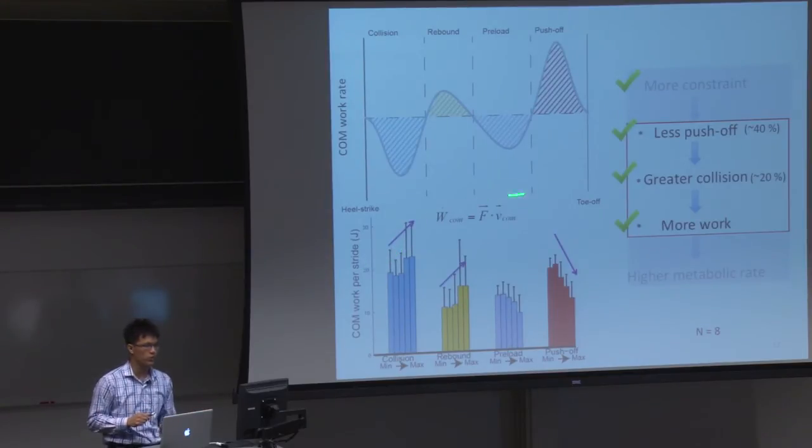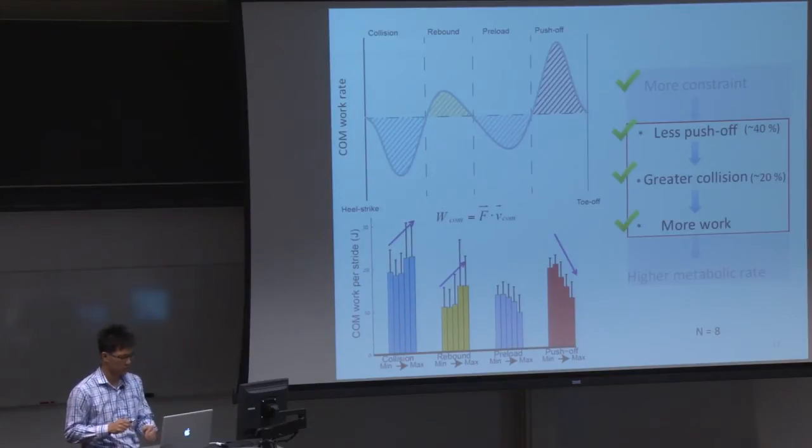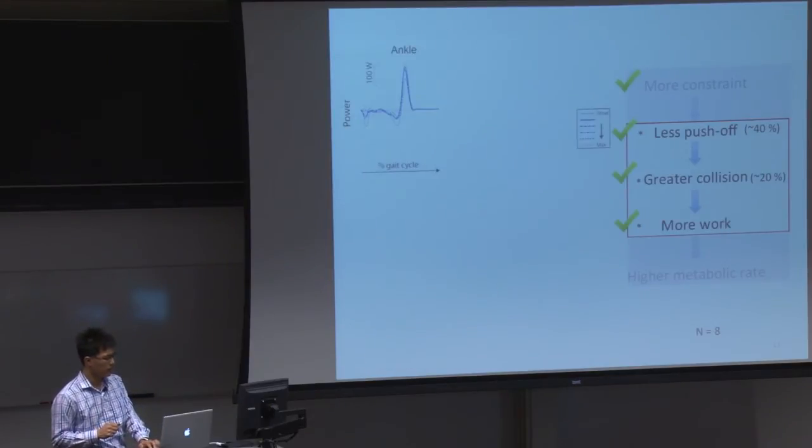But what we don't know is which joint contributes this work. So to find out, we go to the individual joints. We look at the ankle joint first. This is the ankle joint power over the gait cycle. We found that when we have more constraint, our peak power decreased. To quantify this, we can integrate the joint power to get the joint work.